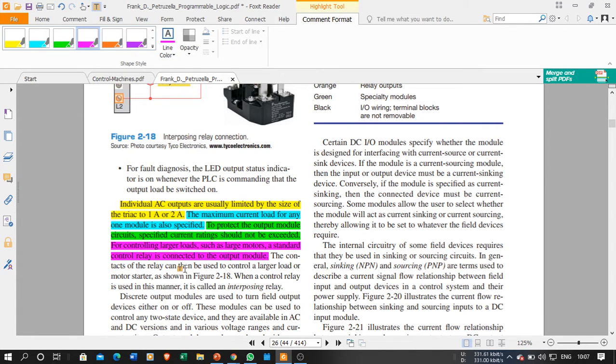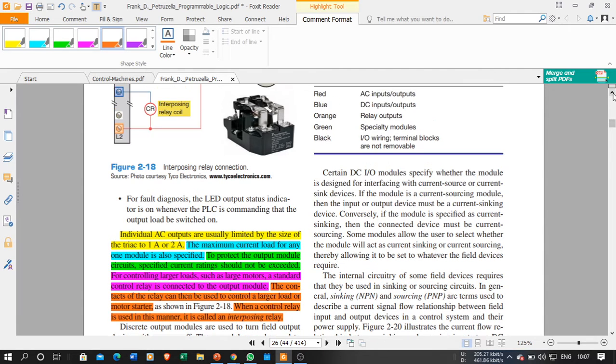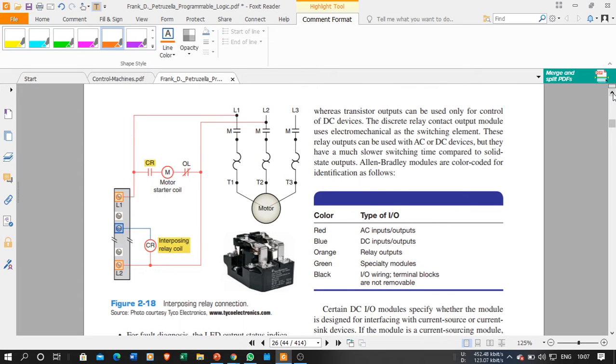The contact of the relay can be used to control the larger load or the motor starter. When the control relay is used in this manner, it is called as the interposing relay. ओके, आणि त्या केसमध्ये आपण जर असा रिले यूज करत असेल तर त्या रिलेला काय म्हणतात, इंटरपोजिंग रिले.